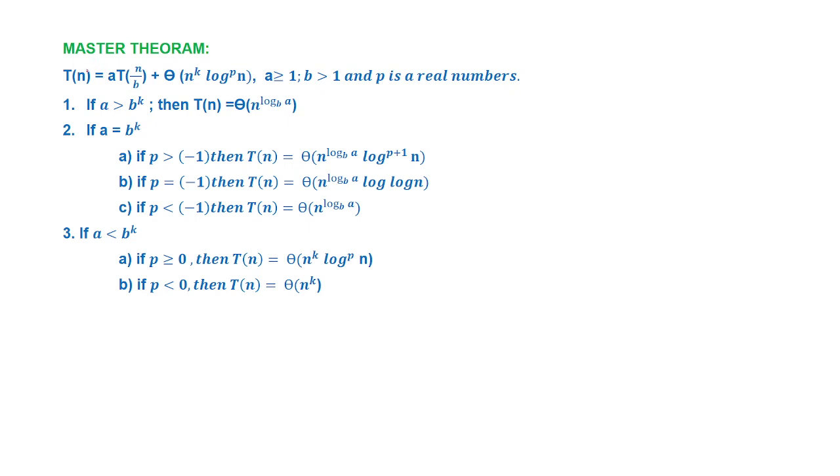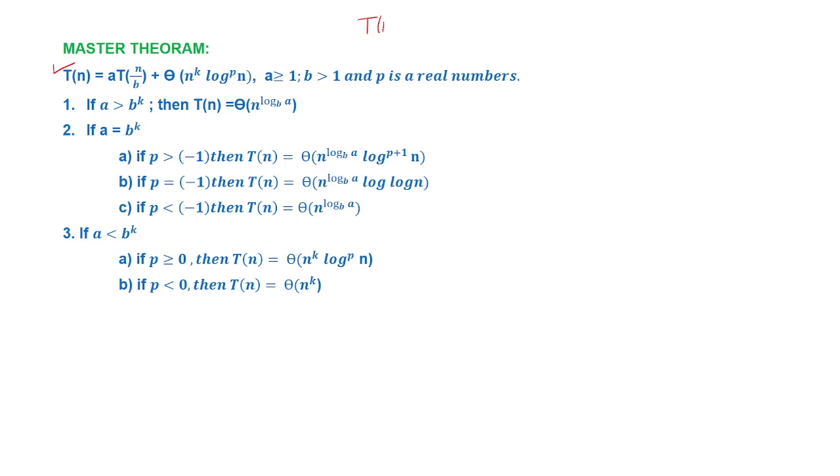So basically Master's Theorem can be applied only if your recurrence relation is in the form of T(n) = a T(n/b) + theta of n to the power k log to the power p n, where a should always be greater than or equal to 1, b should always be greater than 1, and p is some real number. So only if the recurrence relation is in this form, then we can apply the Master's theorem.